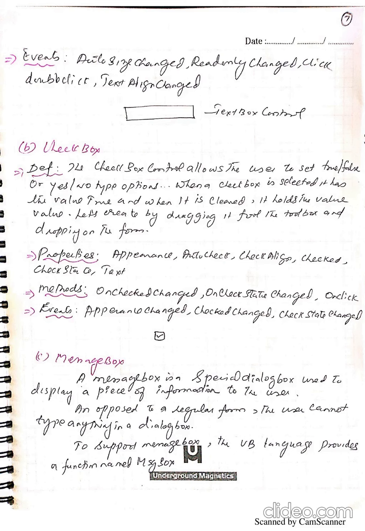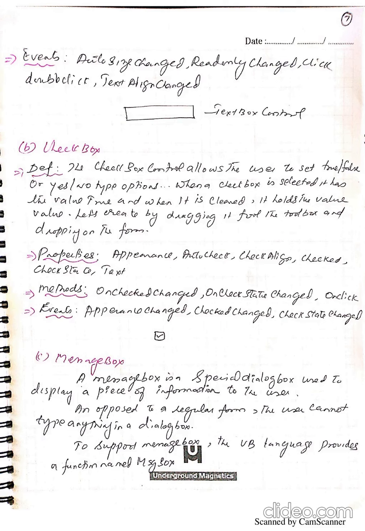Checkbox. The checkbox allows the user to set true, false, or yes, no type options. When a checkbox is selected, it has the value true, and when it is cleared, it holds the value false. Add it by dragging from the toolbox and dropping it on the form. Properties: appearance, auto check, check align, checked, check state, text. Methods: on checked changed, on check state changed, on click. Events: appearance changed, click changed, check state.